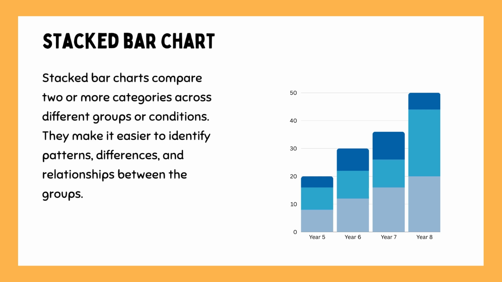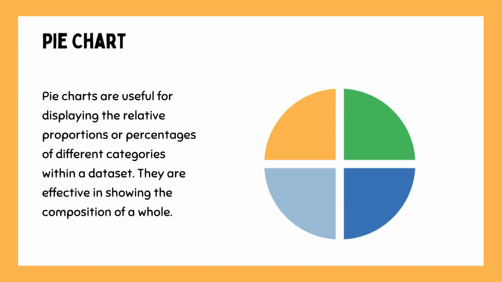Stacked bar charts compare two or more categories across different groups or conditions. They make it easier to identify patterns, differences, and relationships between the groups. Pie charts. Pie charts are useful for displaying the relative proportions or percentages of different categories within a dataset. They are effective in showing the composition of a whole.